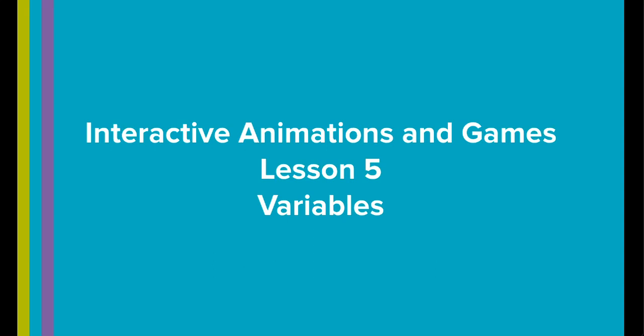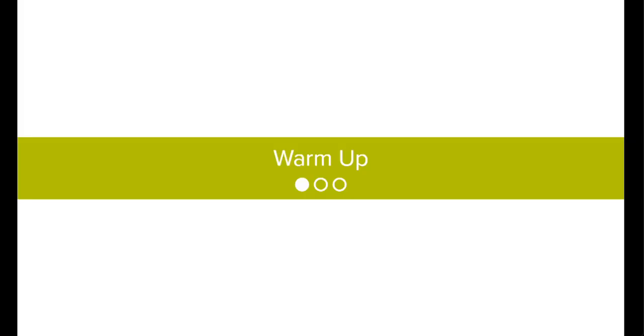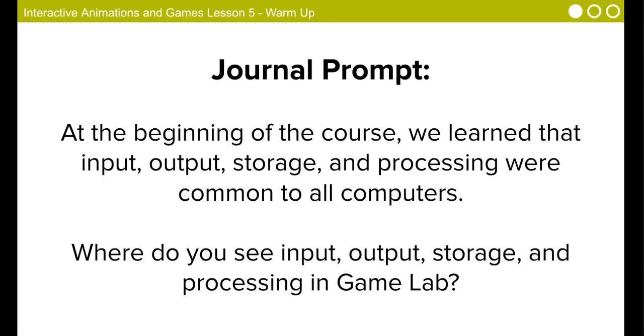5, we are going to start talking about variables. So for your warm-up journal, the question is: at the beginning of the course, we learned that input, output, storage, and processing were common to all computers. Where do you see input, output, storage, and processing in GameLab? I'm going to give you about a minute to think about an answer and put it in your journal.